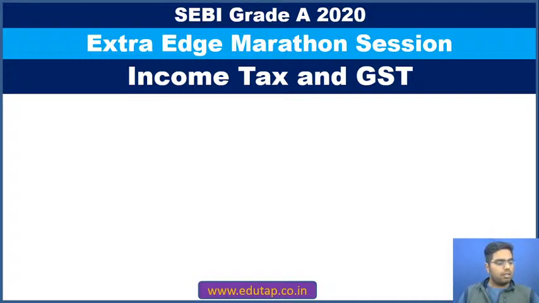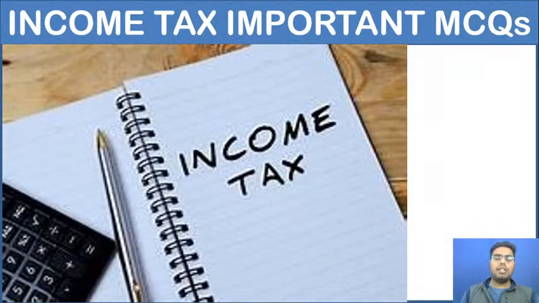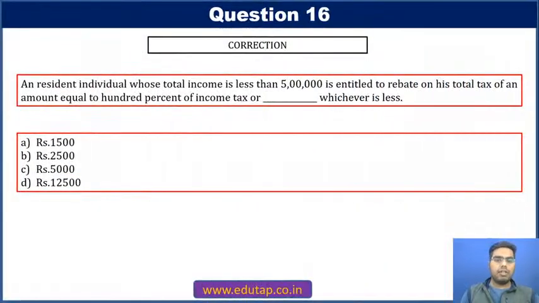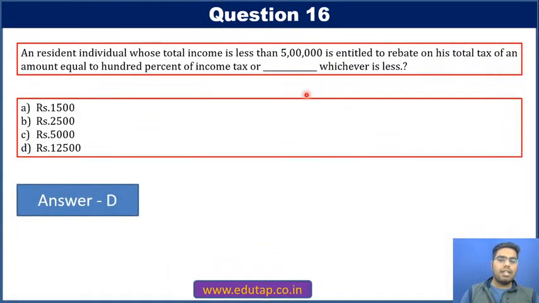Okay. So today the session is going to be on the topic of Indian Contract Act and Depository Act. But for yesterday's session on income tax and GST, there is a correction I would like to make. There was a change in the rebate under section 87A. A resident individual whose total income is less than rupees 5 lakh is entitled to a rebate on his total tax of an amount equal to 100% of income tax or 12,500, whichever is less.